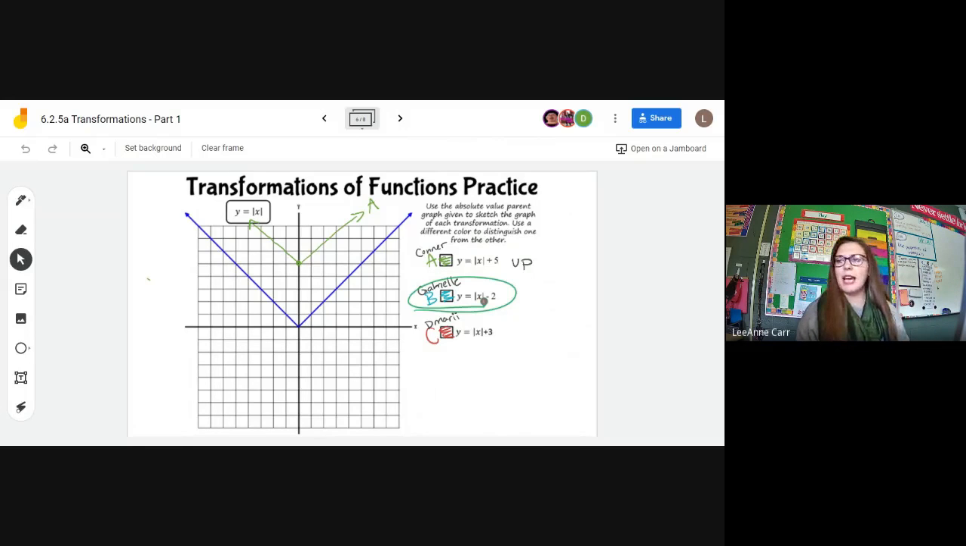Gabrielle, you're next. Gabrielle, tell me, how is this one moved? Down 2. Yep. So I'm going to write that down here so I remember. I should have written up 5. So this means I'm going to take this middle point and I'm going to move it down 1, 2. I'm going to put my middle dot there. And then again, I'm just drawing this absolute value function. That has not changed. I'm going to put my arrows on because it keeps going on forever and ever. It's just a V.